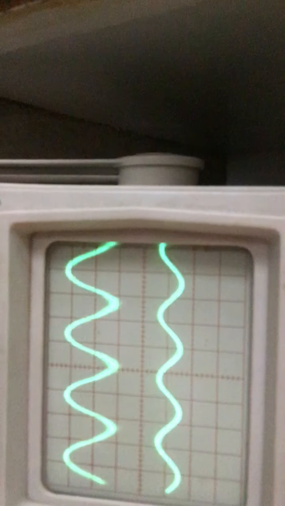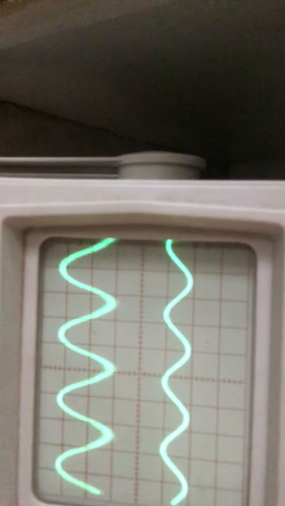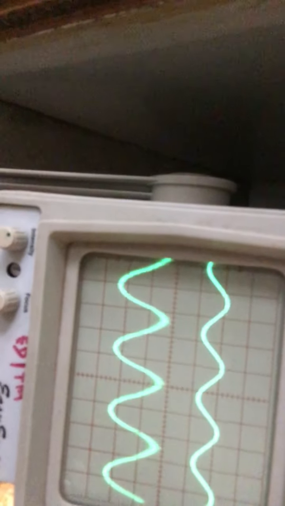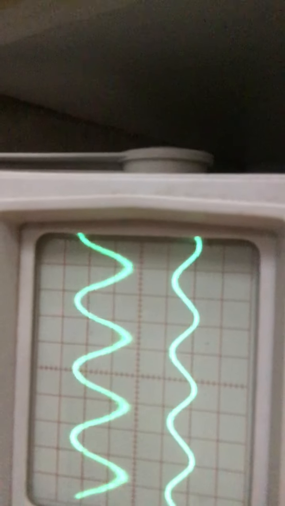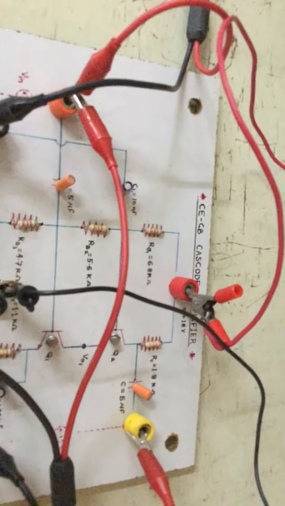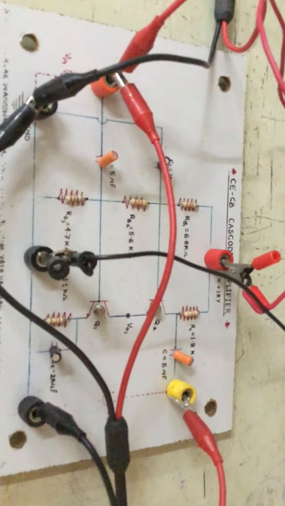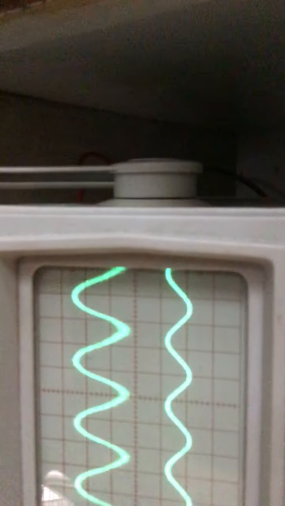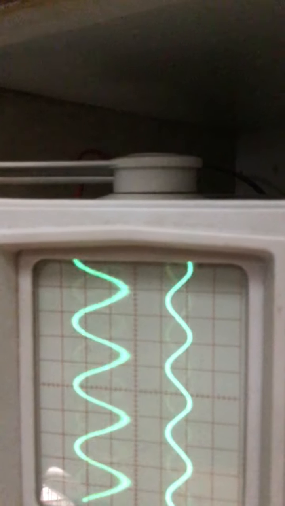So we see that there is a complete 180-degree phase shift between input and output. The first channel is showing the input signal, and the second channel is showing the output signal. We see that when input is positive, output is negative, and when output is negative, input is positive. Why? Because the phase shift of the common emitter amplifier is 180 degrees, and the phase shift of the common base is 0 degrees. So the total phase shift is equal to 180 degrees, due to which we are getting the phase shift between the input and output signal. This is observed on the CRO, where we see the input and output waveforms with a 180-degree phase shift.